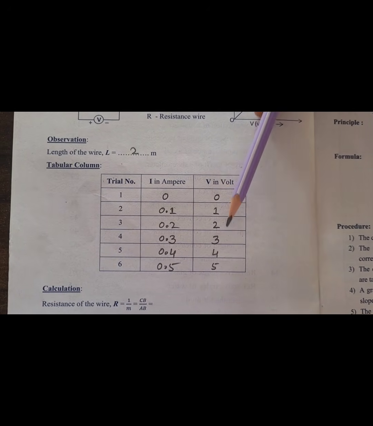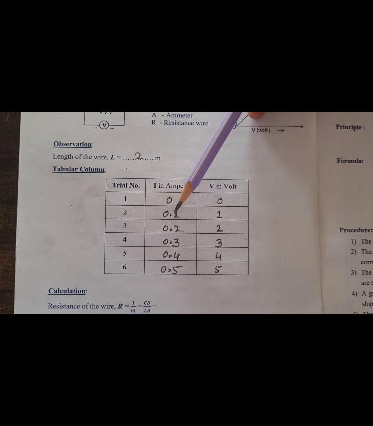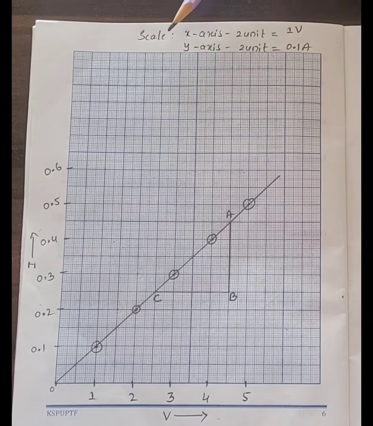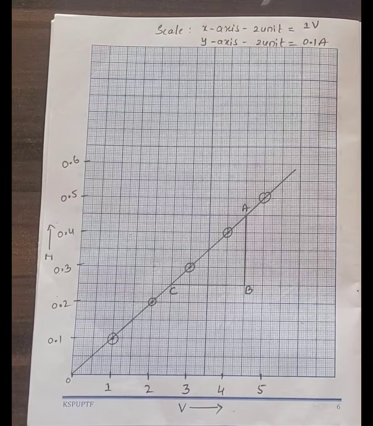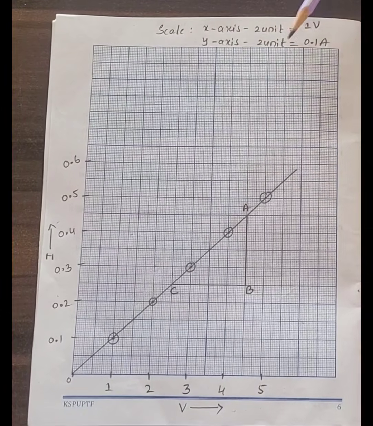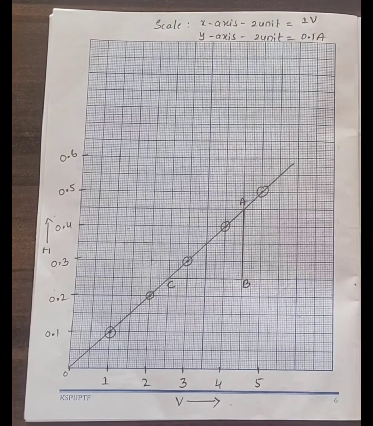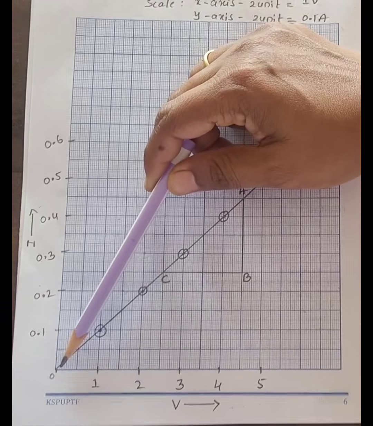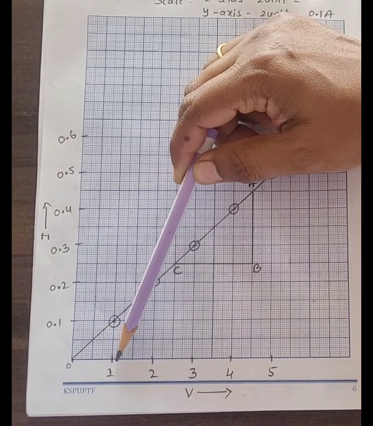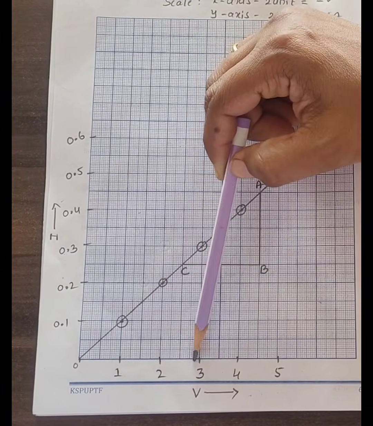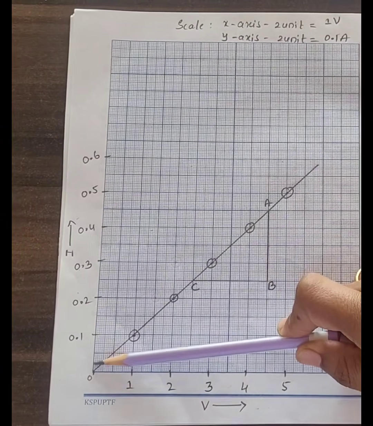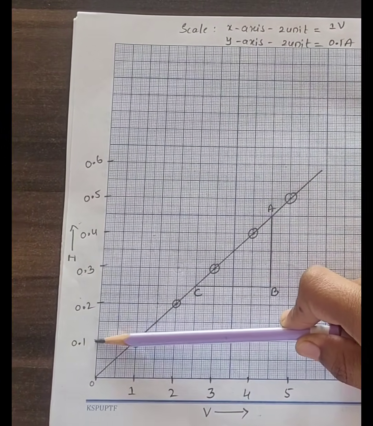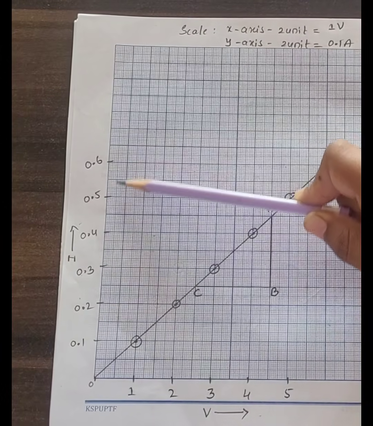Now, let us plot the graph of voltage versus current. Observe the scale. Along x-axis for 2 unit, we have taken 1 volt. Along y-axis, 2 unit equal to 0.1 ampere. Observe the graph here. Along x-axis, 2 unit is equal to 1 volt: 1, 2, 3, 4, 5 and so on. Along y-axis, 2 unit equal to 0.1 ampere: 0.1, 0.2, 0.3 and so on.